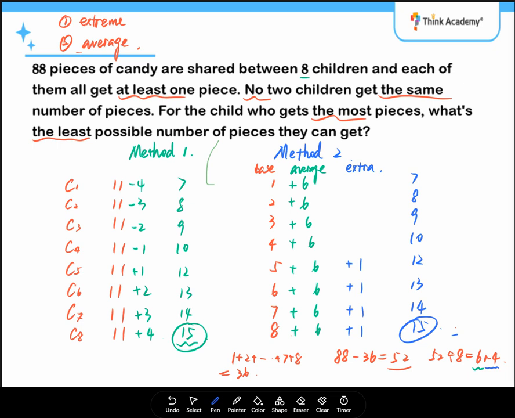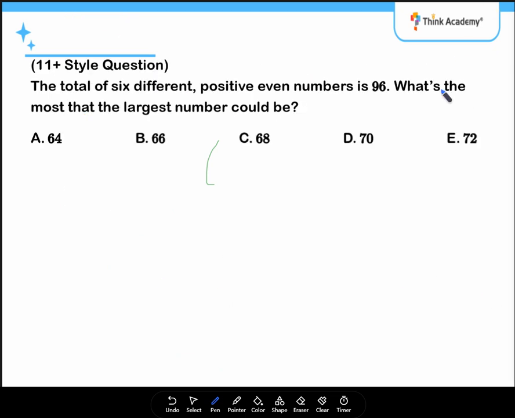Okay, if it makes sense to you, give me a thumbs up. Okay, any method that makes sense to you is totally fine. Method 1 or method 2, both fine. So we will use this kind of method in the following questions.